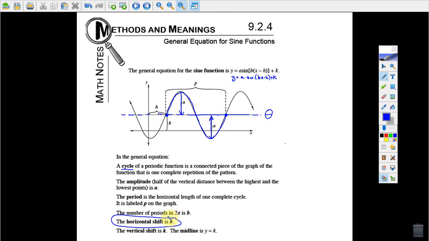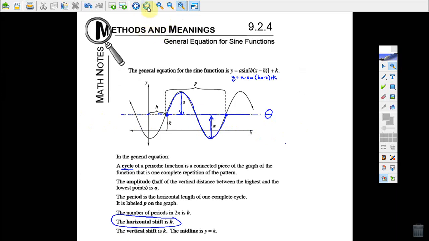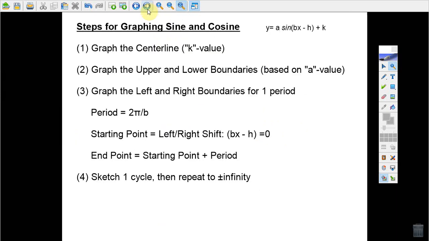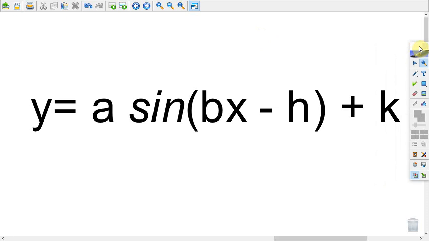So what they've done, the difference between the bottom equation and the top equation, is they have factored the b term out of the x minus h, and we'll talk about what that means again through an example on the next slide. So from this point on, I'm going to use this equation, okay? y equals a sine (b times (x minus h)) plus k, where we have not factored the b term out.